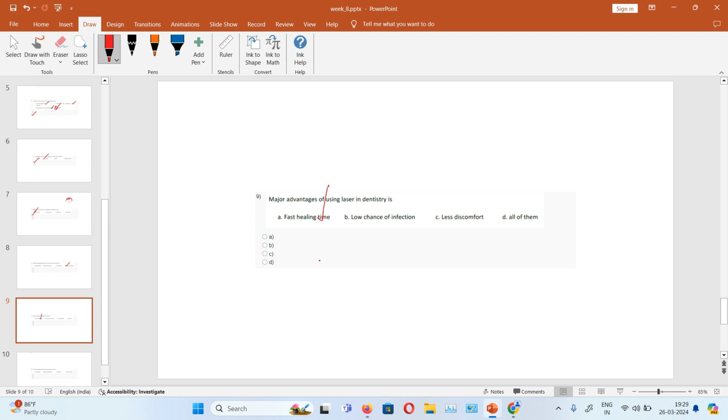Low chance of infection. That is also true, since this is not affecting as much area as conventional methods. So the chance of getting infection is also less. Less discomfort. This is also true. So since these things are true, the main answer is D, all of them. Answer is D.